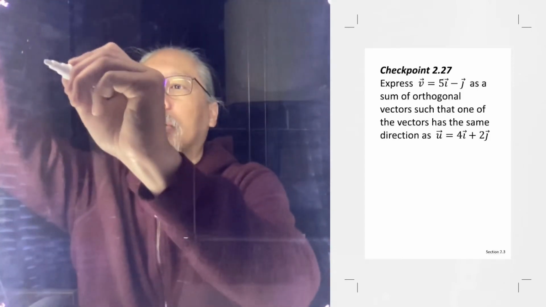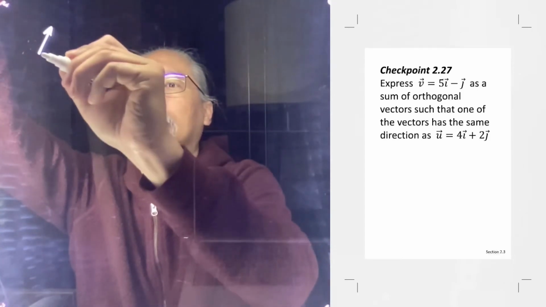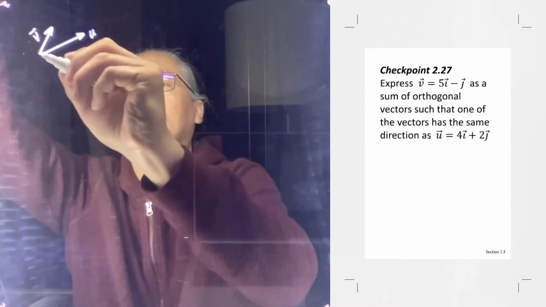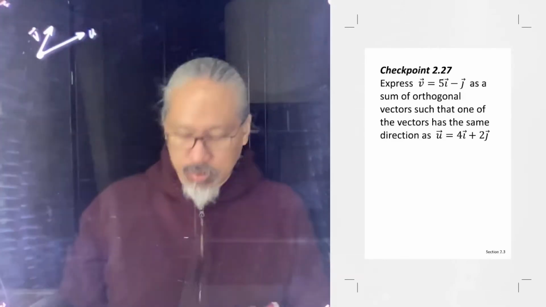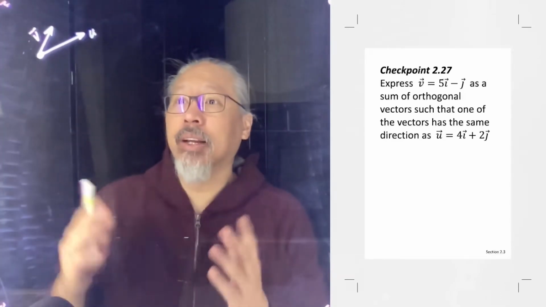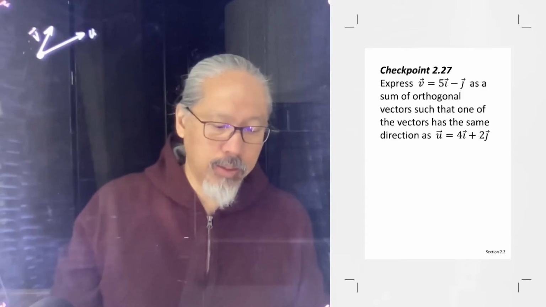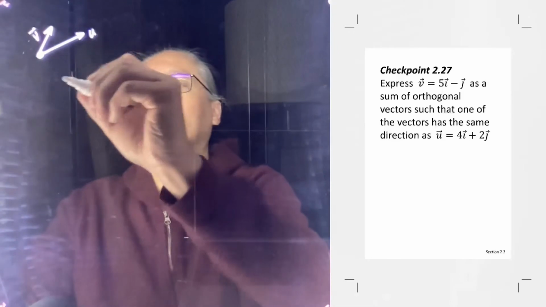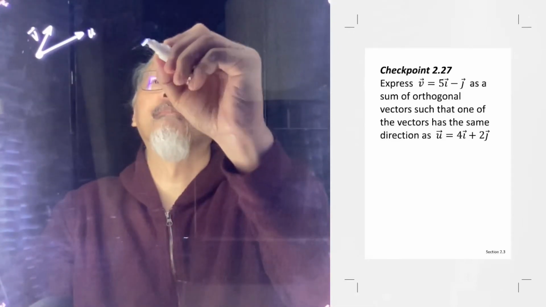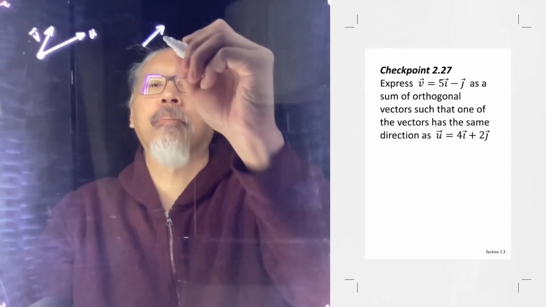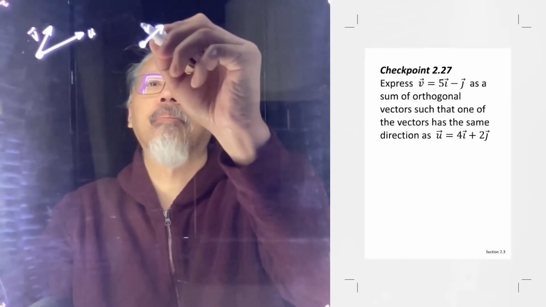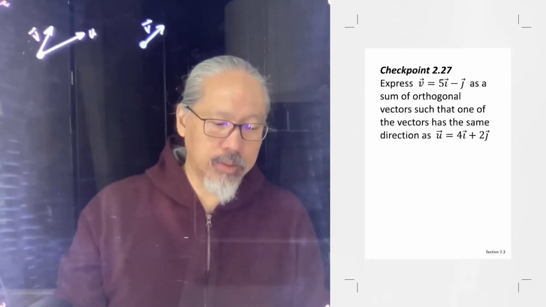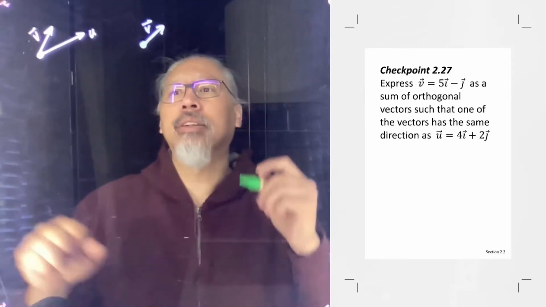Let's first generically draw the vector v and the vector u. And let's draw it with the same tail so that we can kind of see what's happening. And the idea here is we want to express the vector v as a sum of two vectors.